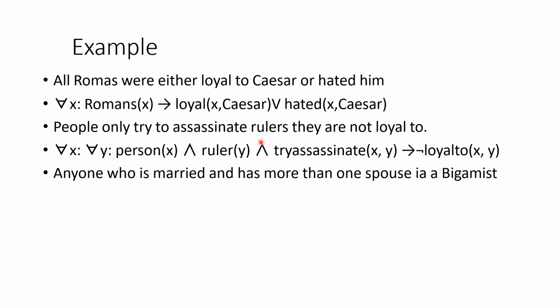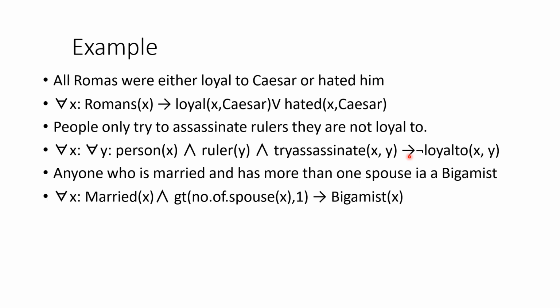Then next is: anyone who is married and has more than one spouse is a bigamist. So that means for all X who is married, married of X, and then number of spouses. You can see there is a function called GT, which represents greater than: GT of number of spouses of X comma 1. So X is married and X has number of spouses greater than 1. That implies, so it is easy, it will represent using implies bigamist.